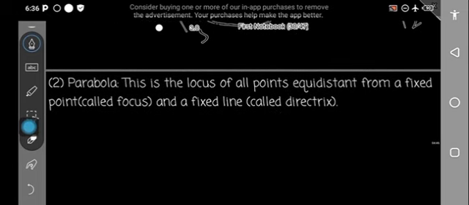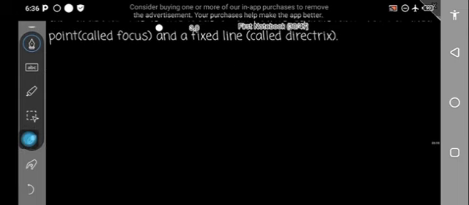We have parabola. Now we want to define parabola, because we are going to define our parabola based on locus, and now we know what locus is, right? So now we can define our parabola. A parabola is the locus of all points equidistant from a fixed point called the focus and a fixed line called the directrix. Now I will illustrate this so that it can make sense.